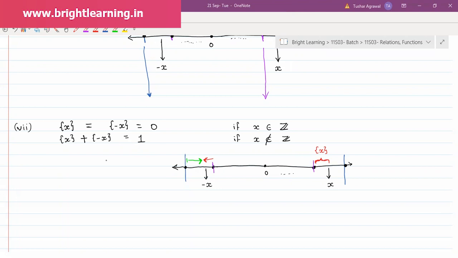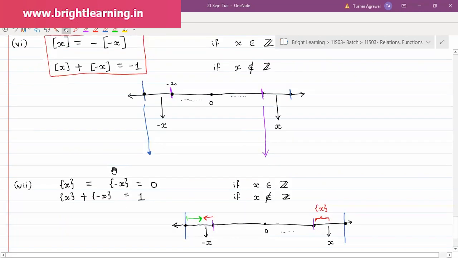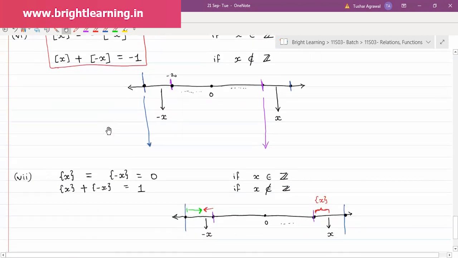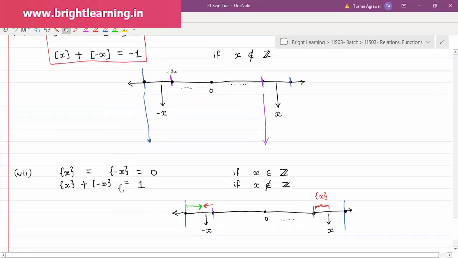Okay. So now these are the properties regarding step function and greatest integer function. So here the theory of the second chapter is completed. Relations and function part is completed. Now the only part that remains is algebra of functions, algebra of real functions.